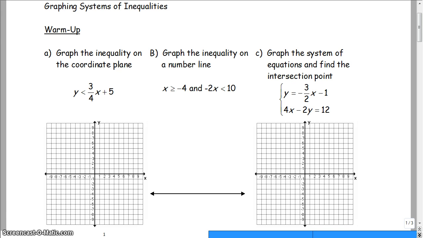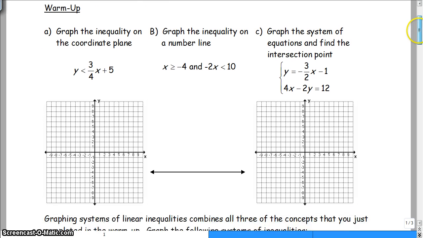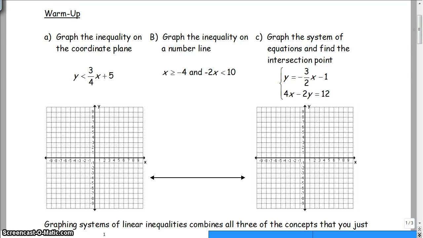So, this video is going to be on graphing inequalities. But these are going to be systems of inequalities. So, before we get into the new material, we are going to combine three concepts that we already know. So here's just a quick refresher.